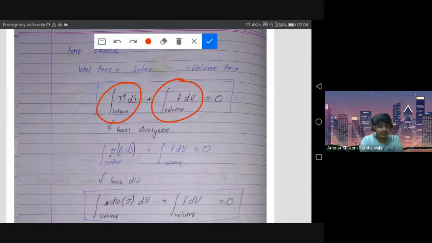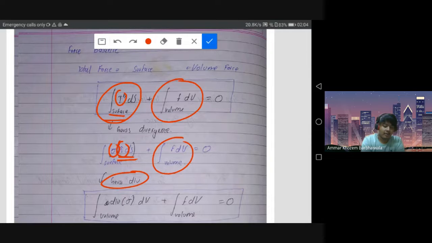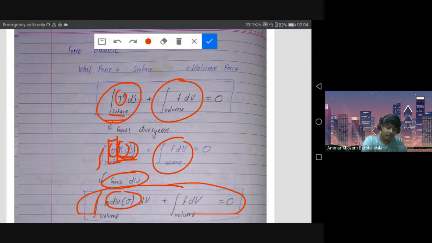Now we can write the traction as the stress tensor times the normal direction, σ · n dS, plus the volume integral of the body force. Since the stress acts on the surface, it is the stress tensor times the normal vector. So we can apply the Gauss divergence theorem. Since this n dS is over the surface, we can convert it into a volume integral by applying the divergence of this sigma tensor. Now we have both of them as a volume integral overall.